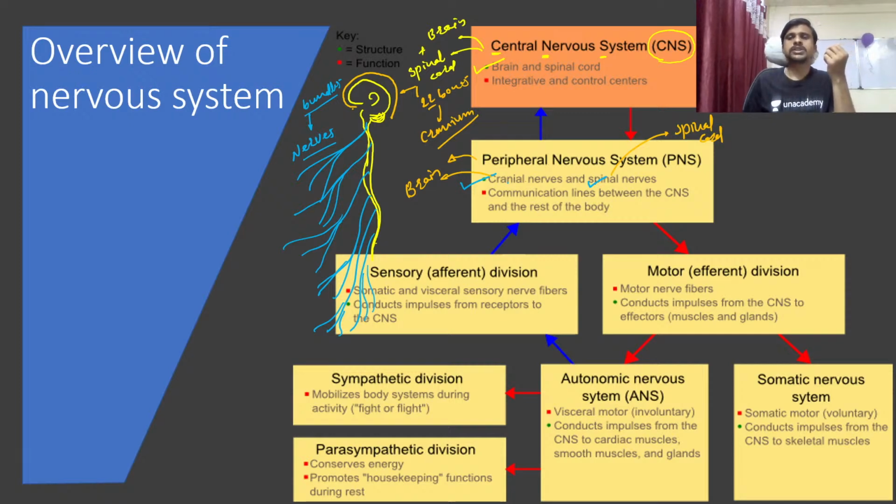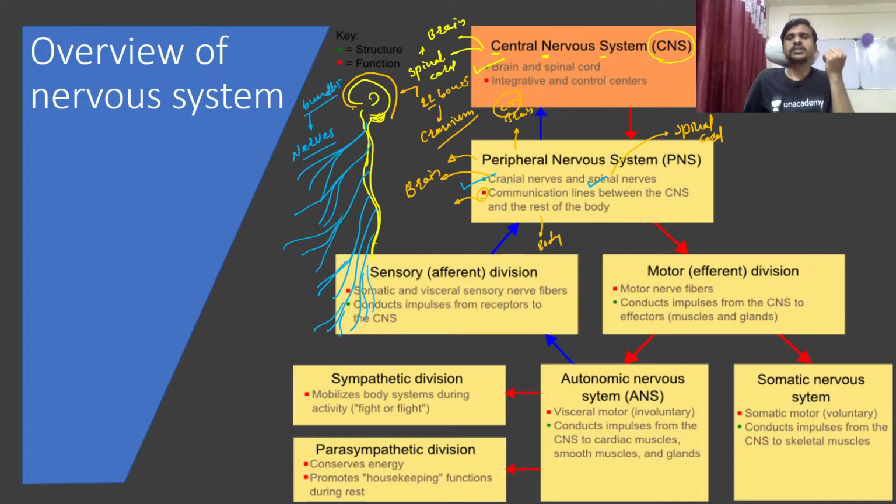Okay, so if you see the function, so this red color dot is about for the function. Okay, so the communication line between the CNS and the rest of body. So your PNS is the communication between the body and your brain, or you can say CNS complete. Okay, brain and spinal cord, so togetherly you can say the CNS. Okay, so the PNS is actually the connection between the body and the CNS.